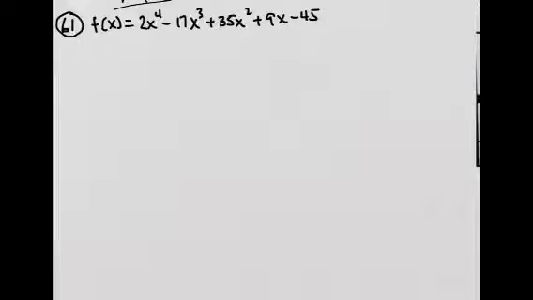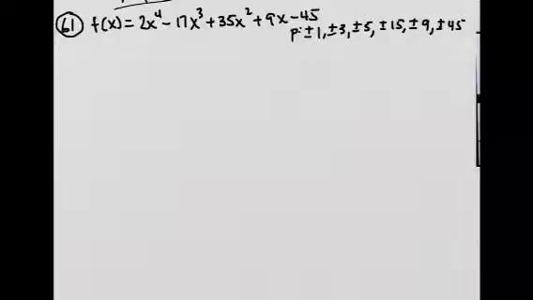Alright, for 61, they want you to list the possible rational zeros and then to find the rational zeros. So we start off by finding all the factors of the constant, which are the p factors. So that would be plus or minus 1, plus or minus 3, plus or minus 5, plus or minus 15, plus or minus 9, and plus or minus 45.